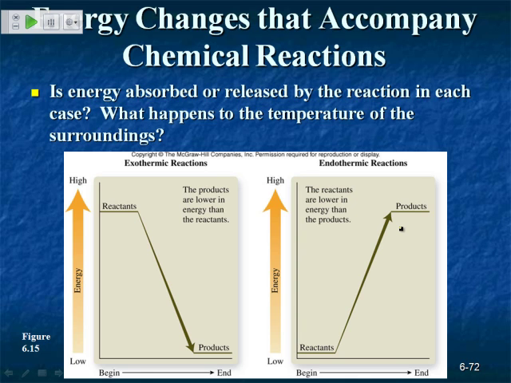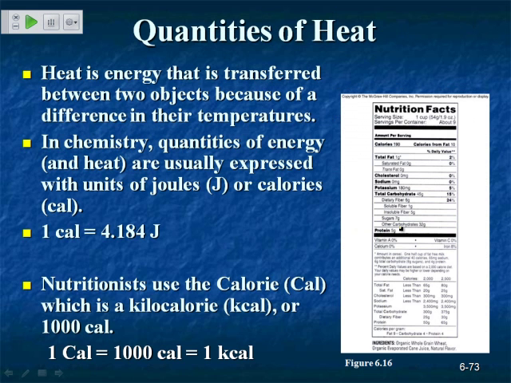And in each case, what happens to the temperature of the surroundings? In an exothermic reaction, what happens to the surroundings? The surroundings get hot or surroundings get cooled? The surroundings should get hotter because it is releasing heat to the surroundings. And in an endothermic reaction, the surroundings should be getting cold because it is absorbing heat from the surroundings.